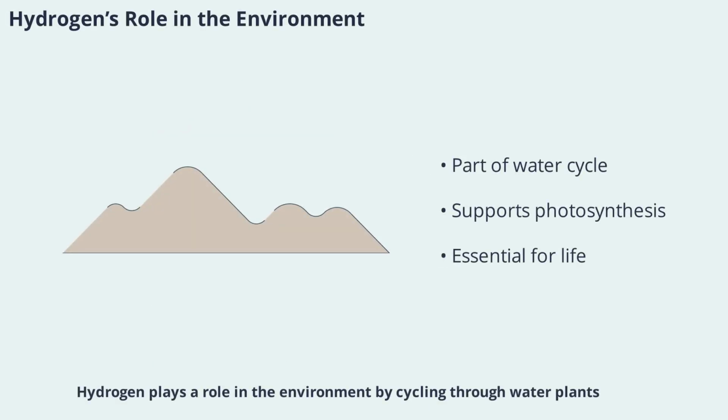Hydrogen plays a role in the environment by cycling through water, plants, and animals. It's part of the water cycle and is essential for photosynthesis and respiration. Hydrogen's movement through nature supports life on Earth.